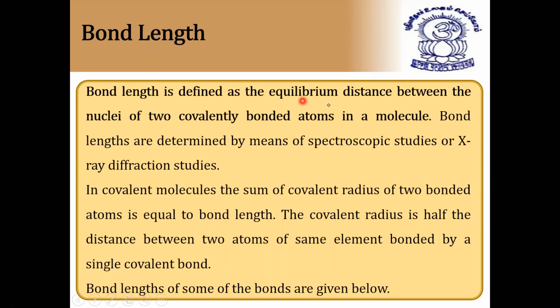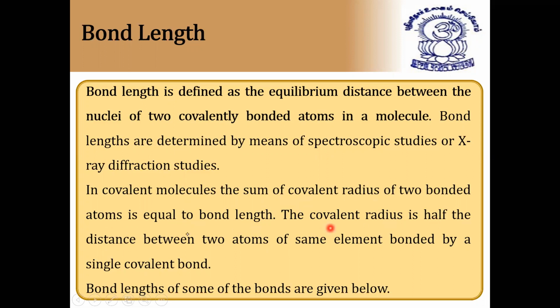It is defined as the equilibrium distance between the nuclei of two covalently bonded atoms in a molecule. Bond lengths are determined by means of spectroscopic studies or X-ray diffraction studies only. As they are very small in nature, we measure them in picometers or angstroms. Picometer means 10 to the power of minus 12, and angstrom means 10 to the power of minus 10 meters. So in covalent molecules, the sum of covalent radius of two bonded atoms is equal to bond length. This is called the definition of bond length.